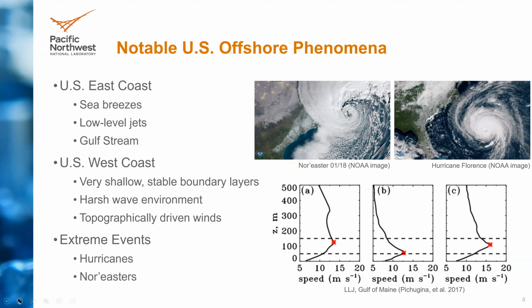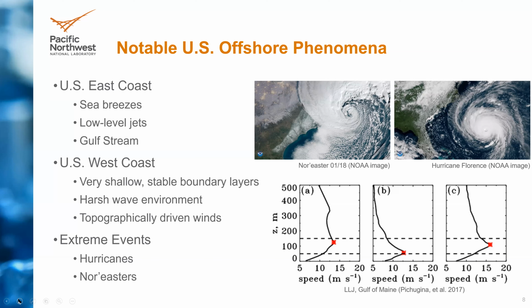You have extremely shallow or stable boundary layers, which were identified quite a while back, primarily because of, again, coastal upwelling. And then you have harsh wave conditions, again because of the depth of the western bathymetry. And then you have topographically induced winds, mainly because of these Santa Ana winds, which give you a lot of the winds offshore and can create extremely high wind conditions during certain cases.